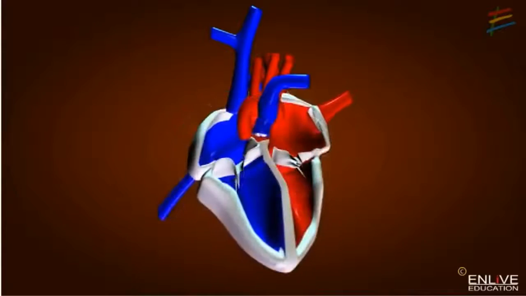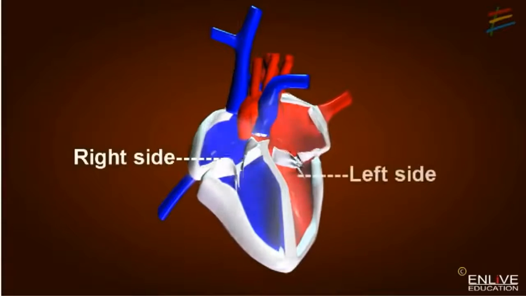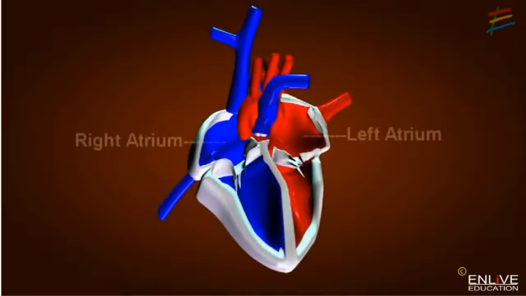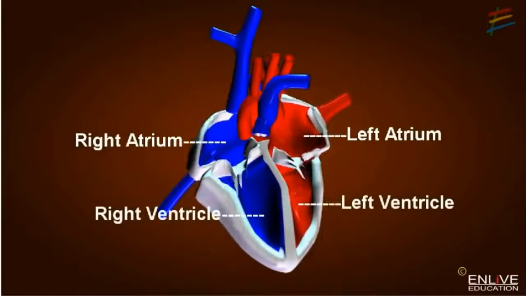The normal heart has two sides, the right side and the left side, and four chambers. The top receiving chambers are the atria, and the lower chambers are the thick-walled pumping chambers called ventricles.